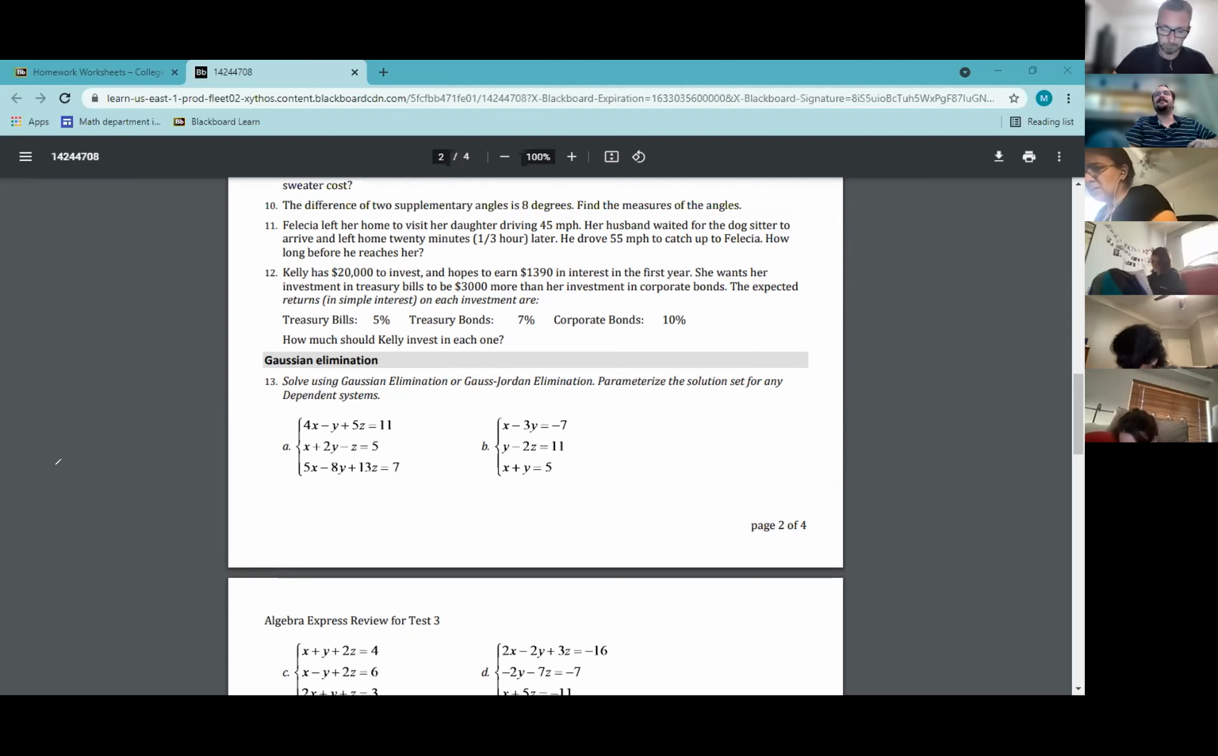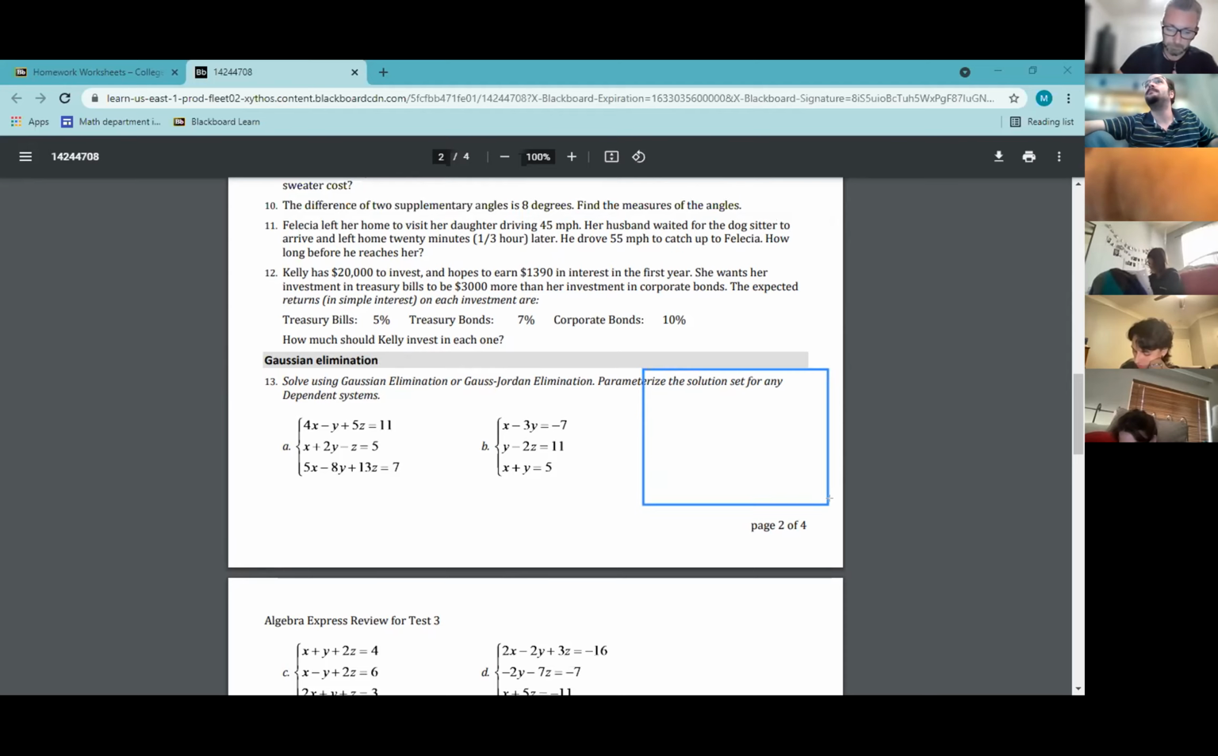I had a question about that. Number 11, would you multiply it by 4? I'm sorry, how many boxes would you make? Okay. Draw it out. Should be distance equals rate times time.